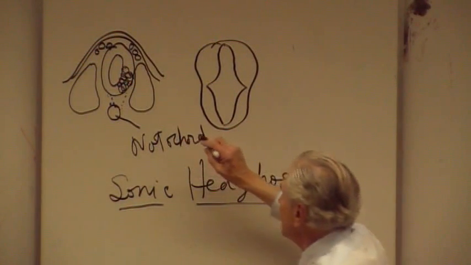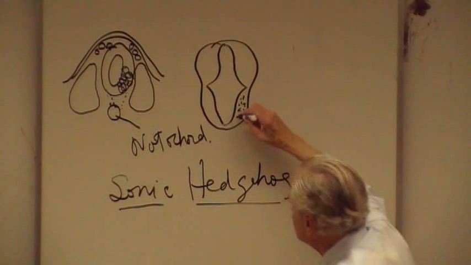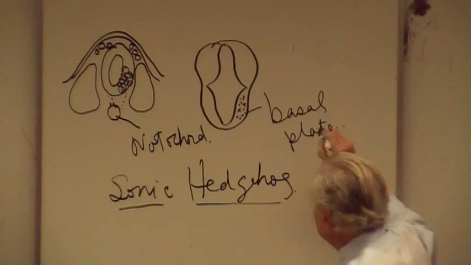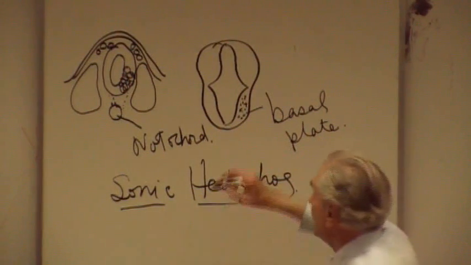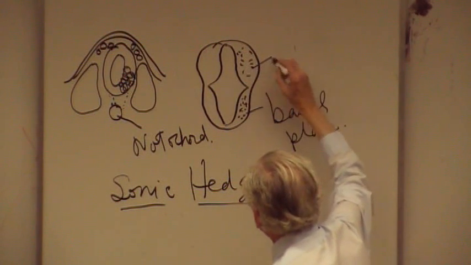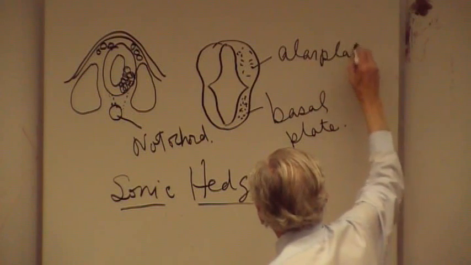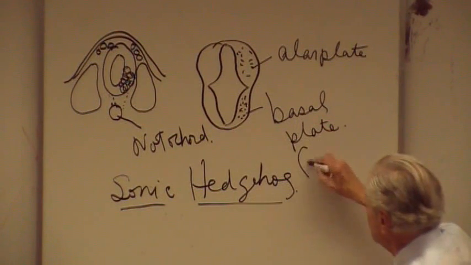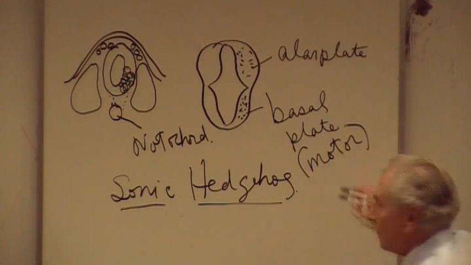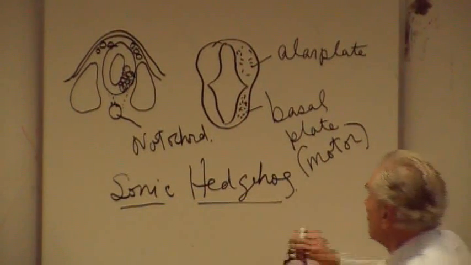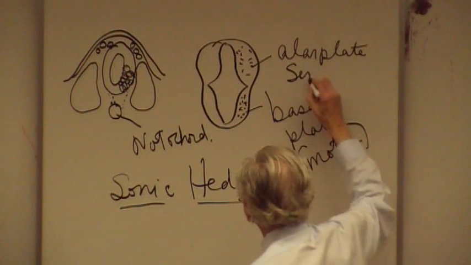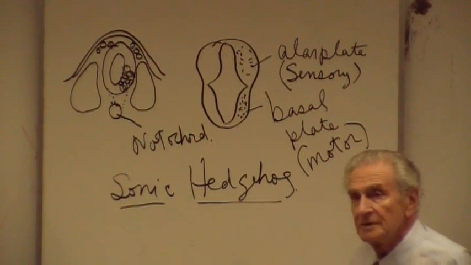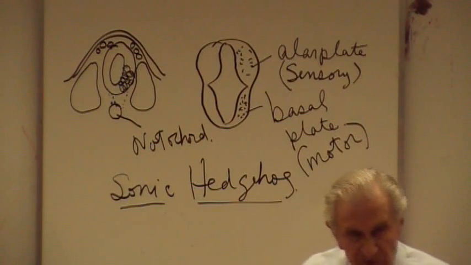In other words, you're going to get more rapid replication down here in an area that we call the basal plate. And you're also going to get rather rapid replication up here, an area that we call the alar plate. And the reason these are of interest to us is because basal plate cells are going to become motor or motor-involved neurons, whereas alar plate cells are going to become sensory-involved neurons. In other words, they're going to receive and handle only sensory-involved information.